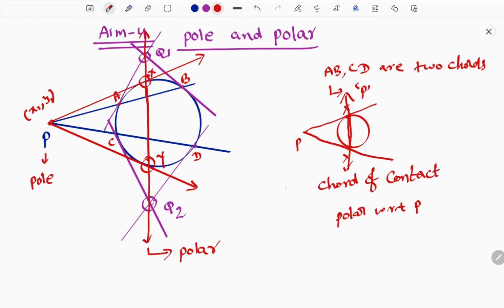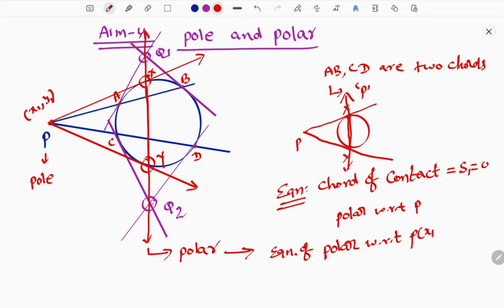So you know what is the equation of the chord of contact? The equation of the chord of contact is S1 = 0. Similarly, the equation of the polar with respect to point P (x1, y1) is S1 = 0. Keep it in mind: the equation of the polar and the equation of the chord of contact are both the same, S1 = 0, for a circle S = 0.